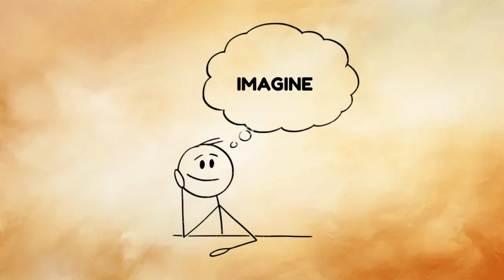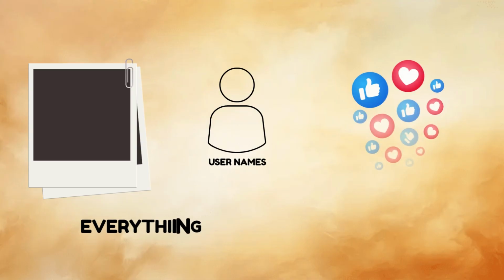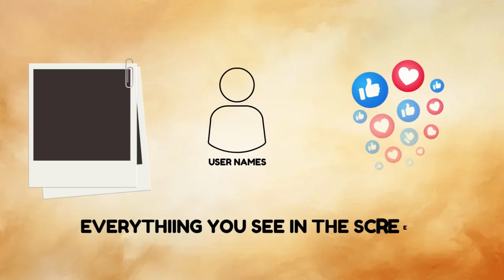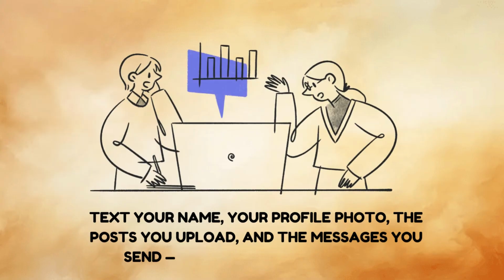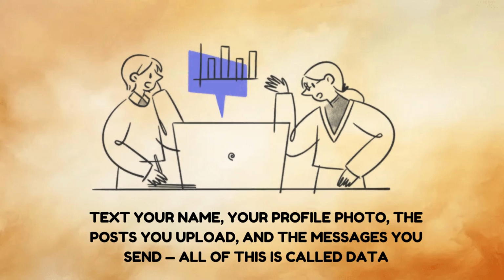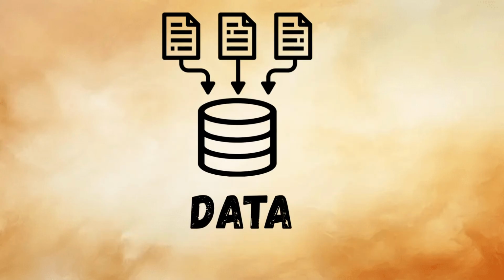Imagine you open a social media app like Instagram or Facebook. You see photos, usernames, captions, likes, and comments. All these things you see on the screen are called information. For example, your name, your profile photo, the posts you upload, and the messages you send, all of this is called data. Data simply means saved information.